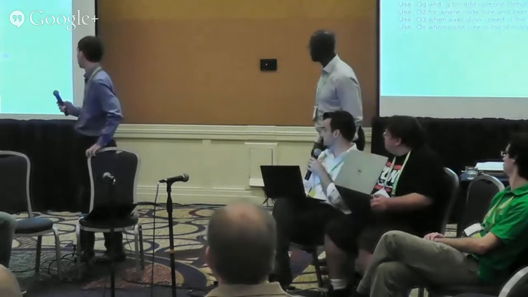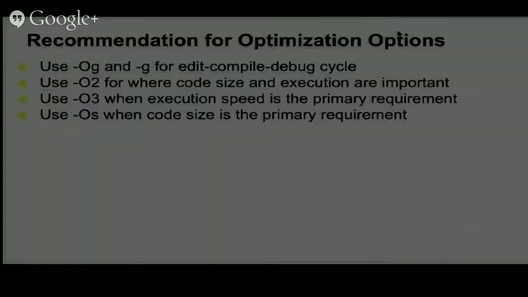So there is a question here on the Etherpad. Is there any list of optimizations performed for -Os?